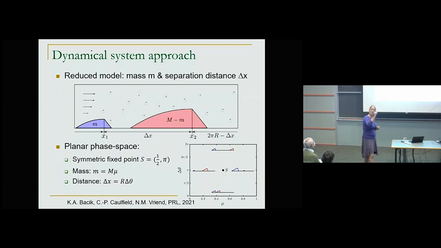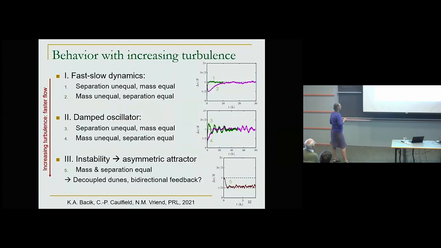And now we can perturb one of them, so we can make one a little bit bigger, or perhaps move 2 dunes closer and see what the effect is. All the details you can read in this PRL, and I don't want to go into the specific details, but the take-home message is that if you increase turbulence, so if you create a faster flow, you have different outcomes of this dynamic.